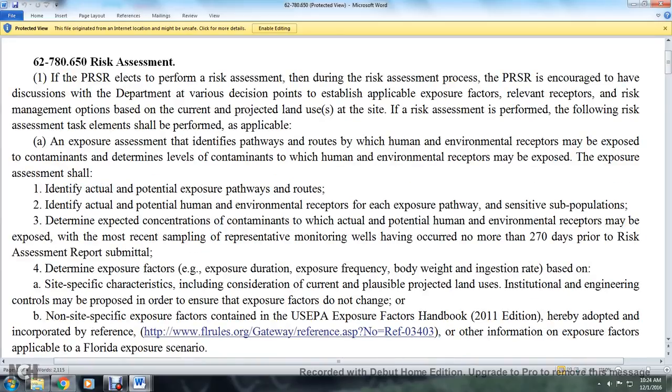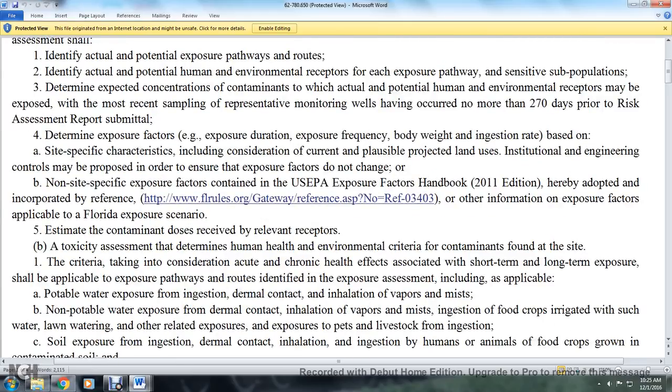Determine the exposure factors, exposure duration, and exposure frequency by way of ingestion, based on the site-specific characteristics, including consideration of current and plausible projected land use. Institutional and engineering controls may be proposed in order to ensure that the exposure factors do not exceed non-site-specific exposures contained in the U.S. Environmental Protection Agency Exposure Factors Handbook, 2011. In addition, hereby adopted and incorporated by reference is the Florida Rules Gateway reference number 03403 for information on exposure factors applicable to the Florida exposure scenario.